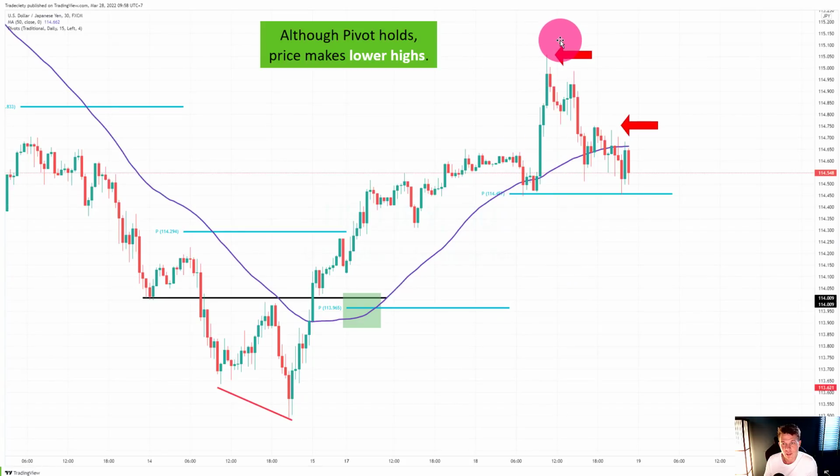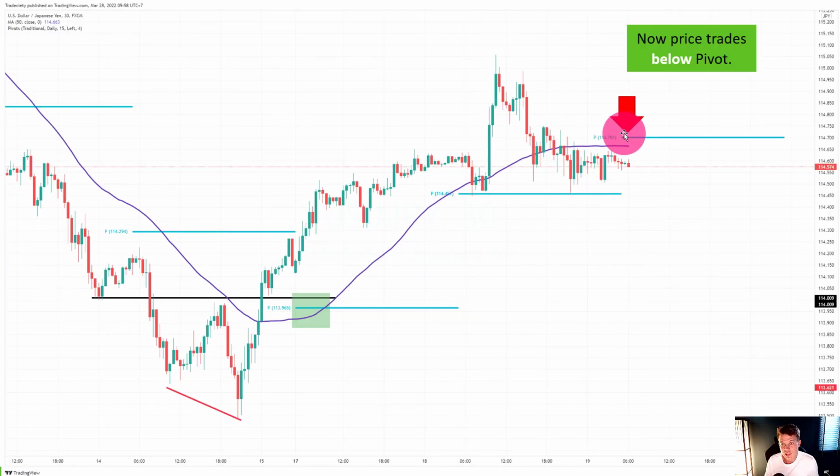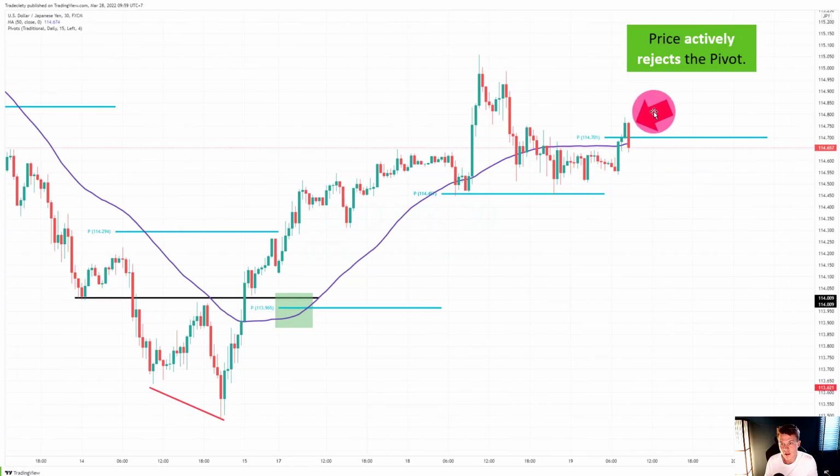But afterwards, something is changing. The market is making lower highs. It is trading into the pivot repeatedly, which is not always a good signal. And now, just on the next day, we are suddenly below the pivot and we are below the moving average. So with the daily reset of the pivot, the situation has changed completely and we are now trading below the pivot. So the market is trying to break above the pivot and rejecting it.